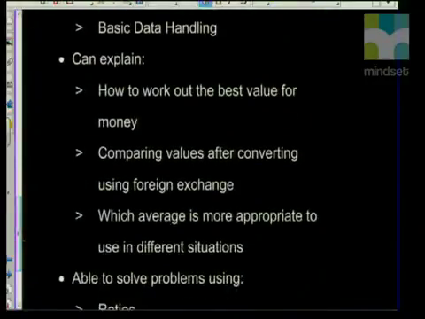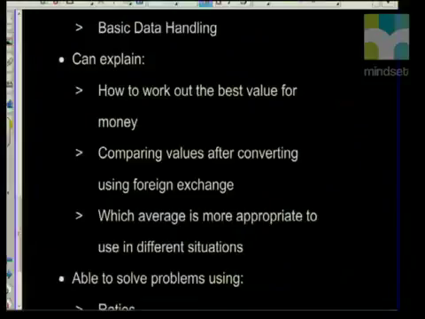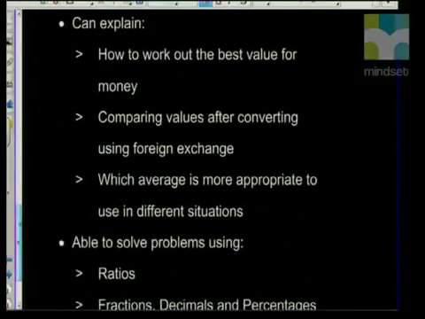In basic data handling, this includes your graphing, this includes your averages, being able to compare data, being able to do different things with the data, and then being able to come up with a comparison if necessary. In this section, you need to be able to explain how to work with the best value for money. So they might give you different examples of different values of things, and then you would need to decide which would be the best option to buy if you were purchasing it and wanted to buy the cheapest goods.